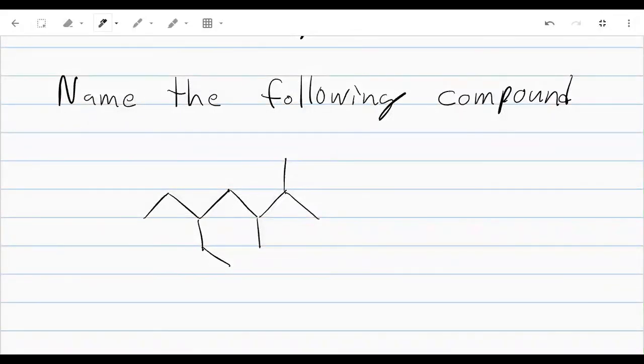Here we have another sample problem where we want to name a compound. First thing we want to do is identify the longest chain. This one you could actually read two ways, but the easiest one is straight across here. Next, we want to number everything off. We can go from left to right or right to left.